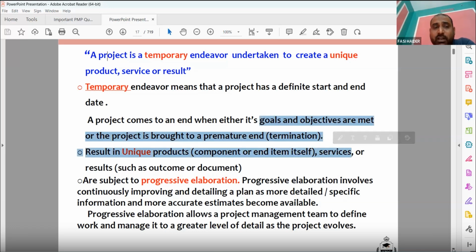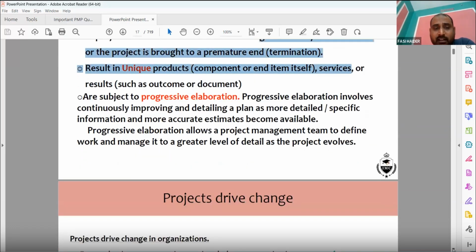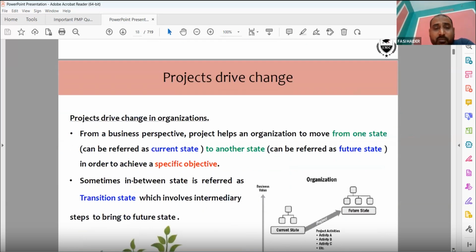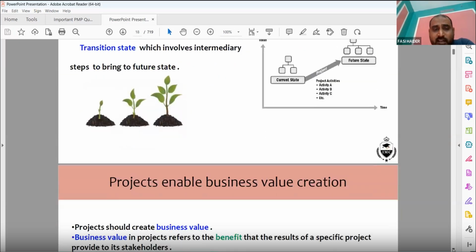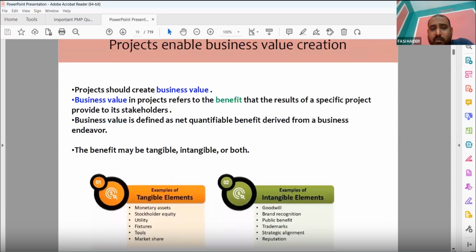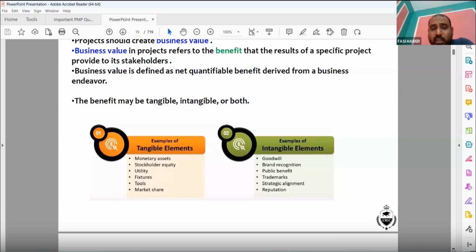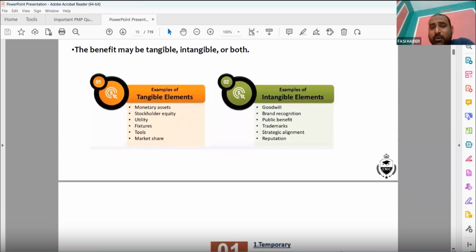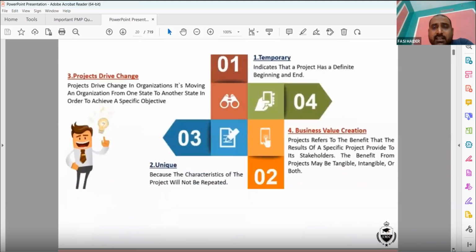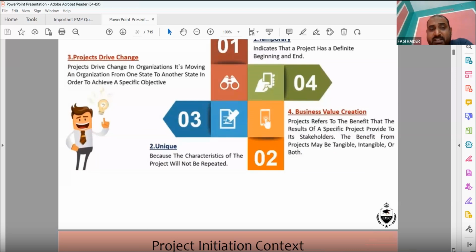What is it when we say unique product, unique service, or unique result? Then we said why we do the project. We do it to move from a current state to a future state, and a project enables business value creation. What is the business value? Monetary assets, stockholder equity, utility, market share, reputation. All these things are there. Why we do a project indicates that a project has a definite business value creation.